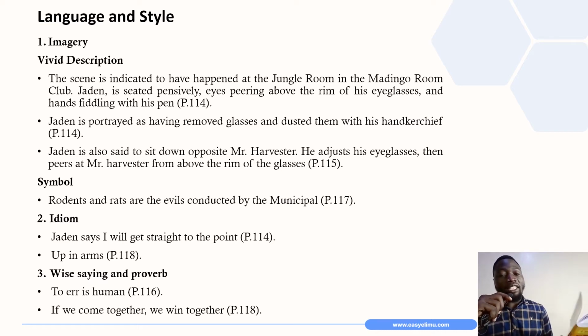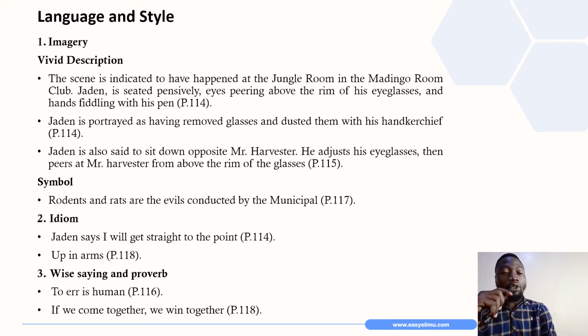Jaden is portrayed as having removed his glasses and dusted them with his handkerchief. Then Jaden is also said to sit down opposite Harvester. He adjusts his eyeglasses, then peers at Harvester from above the rim of the glasses. That is now when they have started their discussion. So that is a use of visually descriptive language, where we can create some mental picture of what we read or what is happening in the scene.